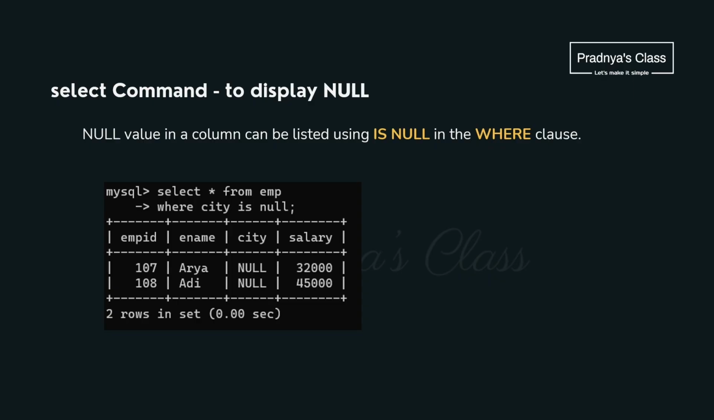Now proceeding to the next topic, let's explore some more clauses which can be used with the select command. If we have null values in the table, we can print them using the IS NULL clause with the where clause. Look at the query: select star from employee where city is null. So we got those records with the city as null value, with the help of which you will come to know which columns are not having exact data.